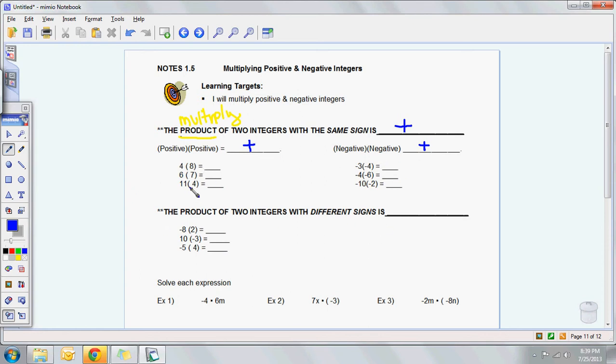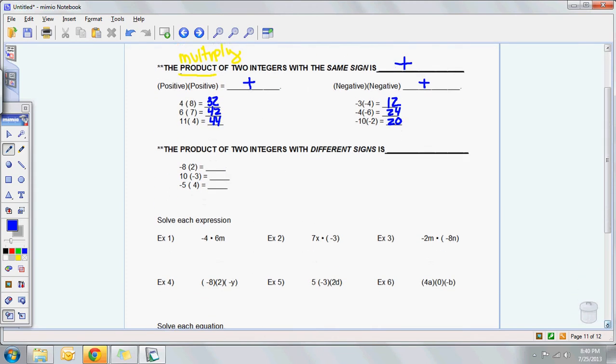So here, let's just practice our facts. You should know that 4 times 8 is 32, so positive. Positive 42, and positive 44. Those are no-brainers. We've been doing those all our lives. Then we get to the negatives. Same rule though, if they're both negative, all of my answers are going to be positive. So negative 3 times negative 4 is going to be a positive 12. Negative 4 times negative 6, positive 24. And then we get a positive 20 down here. So pretty easy for that first rule.